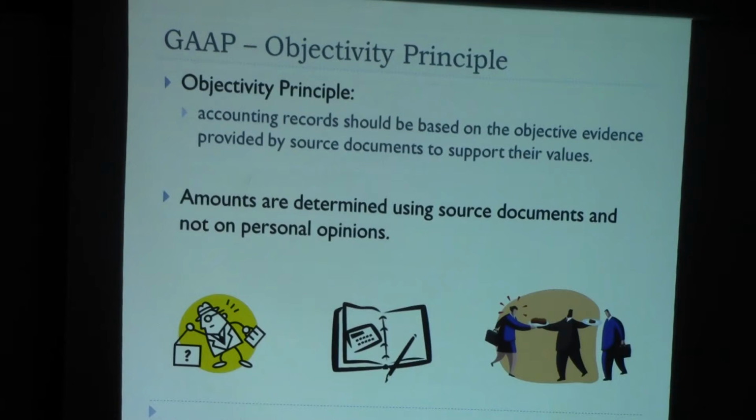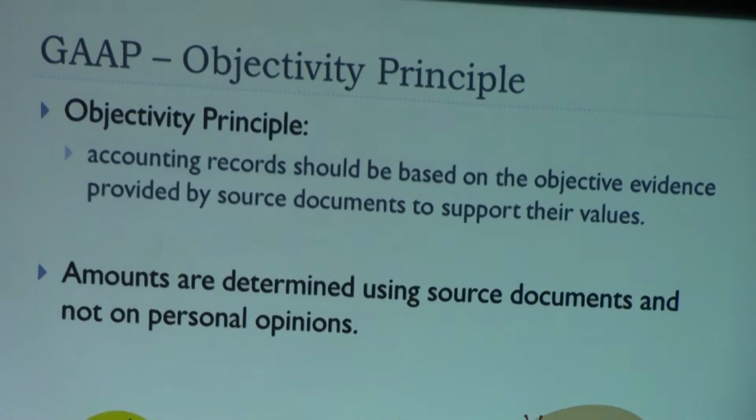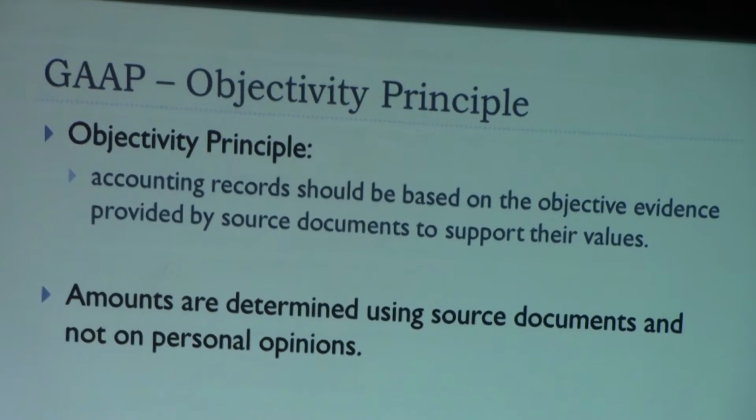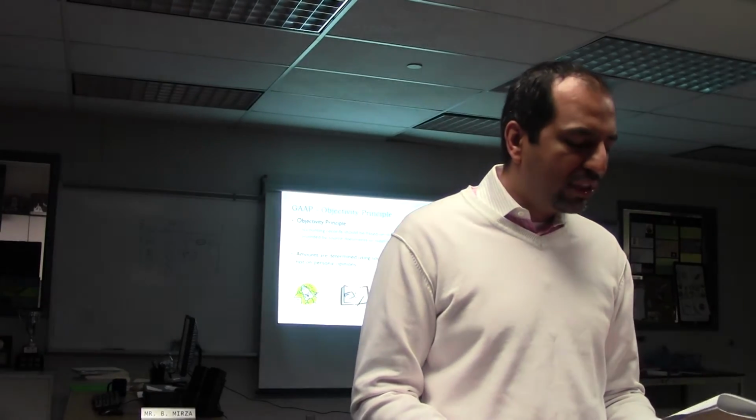So coming back to the objectivity principle, all these accounting records or source documents are kept because accounting needs to be done objectively. There is no subjectivity in here. So you cannot say that perhaps I spent $10 on this item. There's no such thing as perhaps or as an estimate. You're looking at an actual receipt or evidence or some kind of supporting document suggesting how much you have spent. So amounts are determined using these documents.